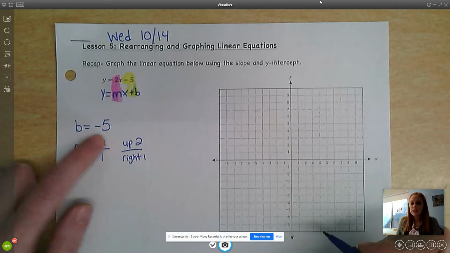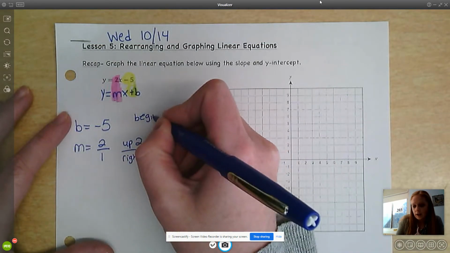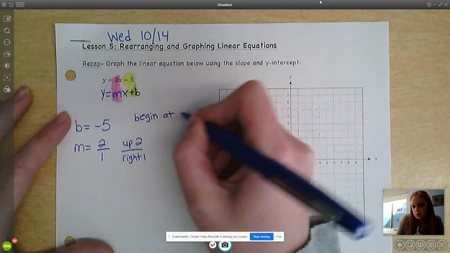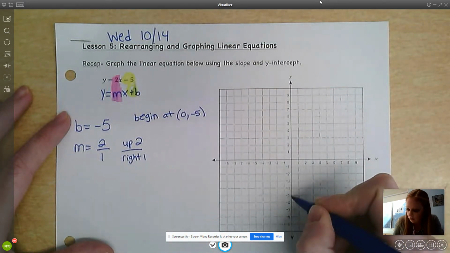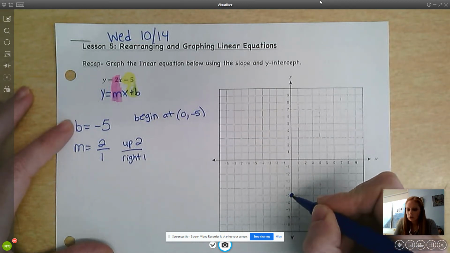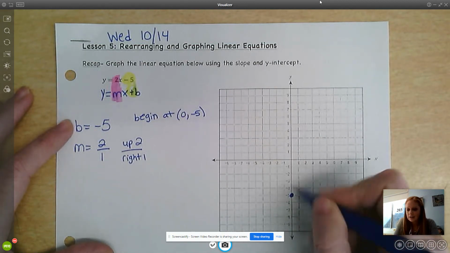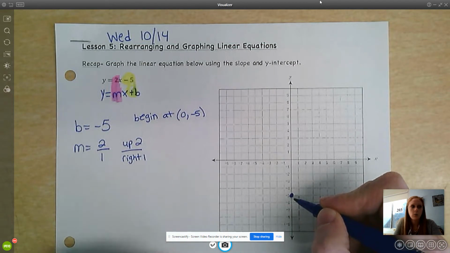Okay, and we begin at negative 5 on the y-axis. So that means we begin at the point 0, negative 5. That would be right here, the y-intercept. The b stands for the y-intercept. So that would be negative 5 on the y-axis, 0, comma, negative 5. Okay, and then we're going to move up 2, right 1.